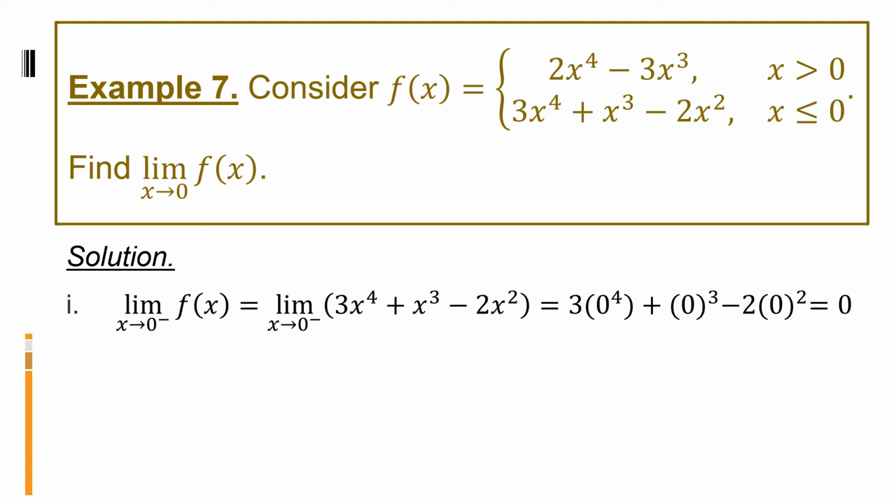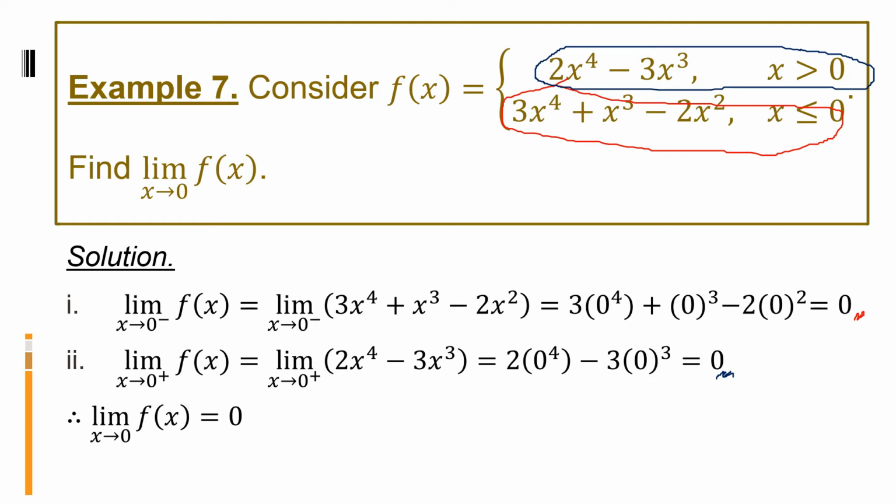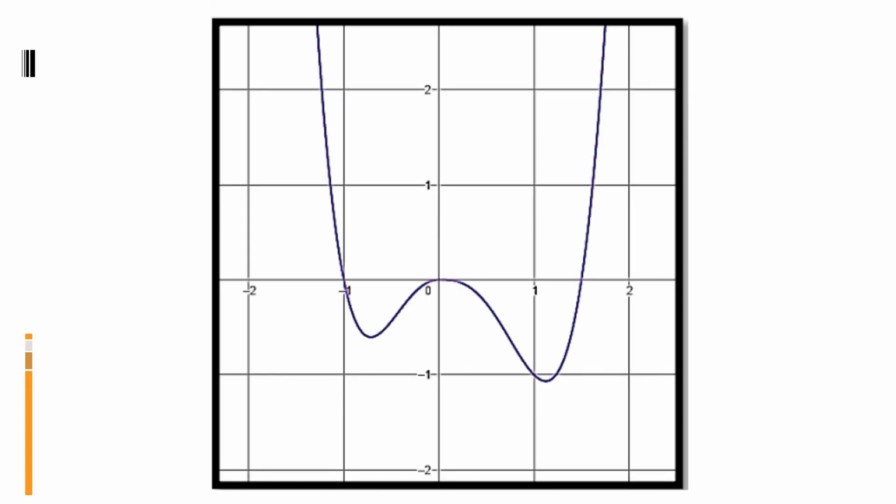So, that is, ito, the limit as x approaches 0 from the left of 3x raised to 4 plus x cubed minus 2x squared. By direct substitution, that is just equal to 0. Sa kabilang side naman, the limit as x approaches 0 from the right of f of x is equal to, ito naman, the limit of 2x raised to 4 minus 3x cubed. By direct substitution, that is also equal to 0. Since the two one-sided limits are equal, then the limit as x approaches 0 of f of x is equal to 0. So, ito naman yung itsura ng ating graph.